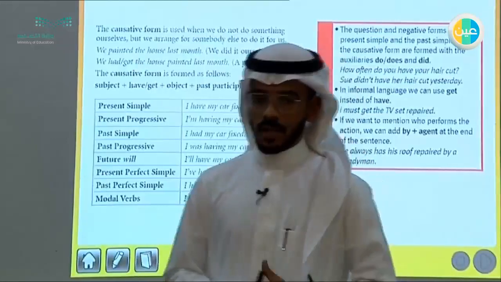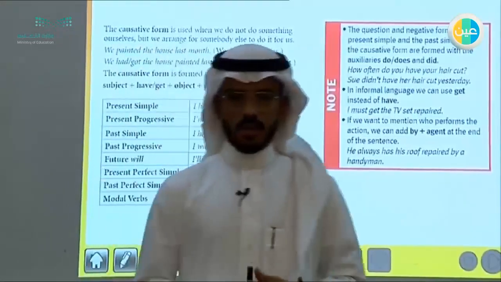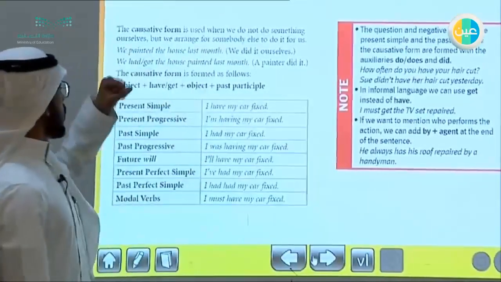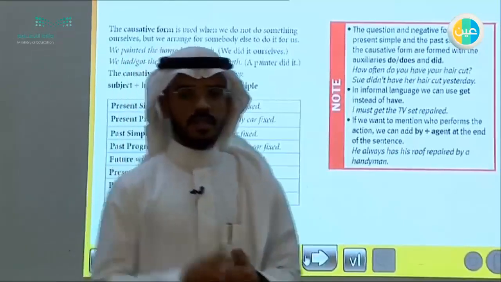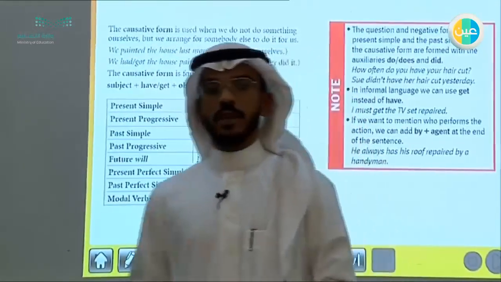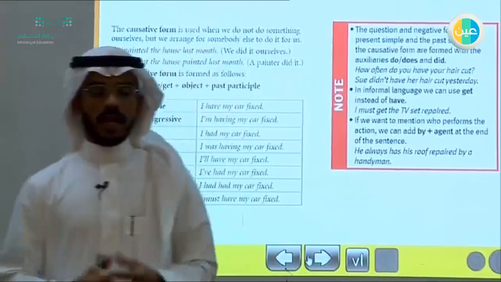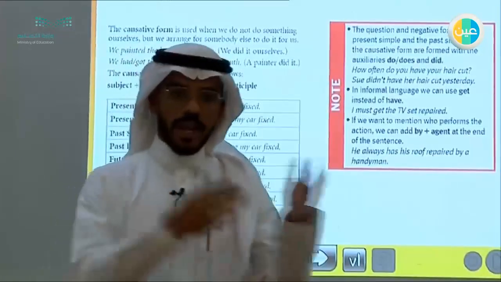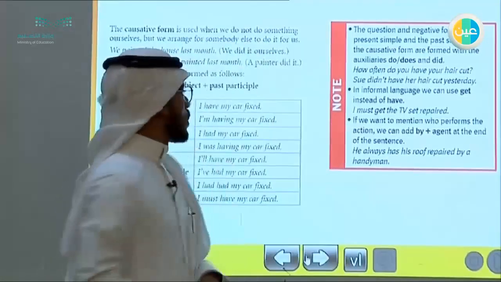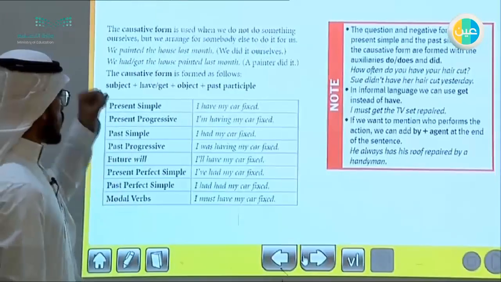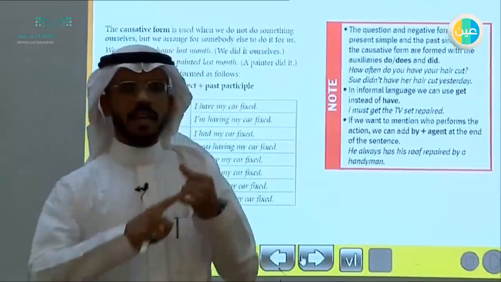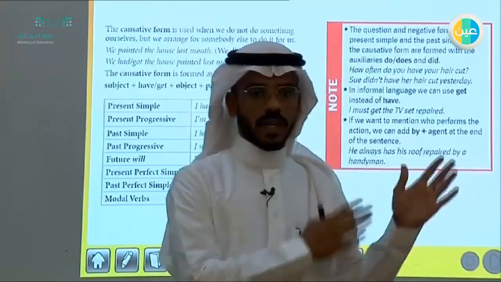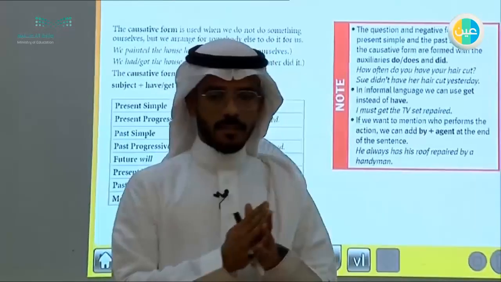This is about causative form. What is causative? This is a new topic. You will take it today. What is causative form? We use causative form when we don't do something by ourselves, but we arrange for someone to do it. For example, I washed my car. أنا غسلت سيارتي.